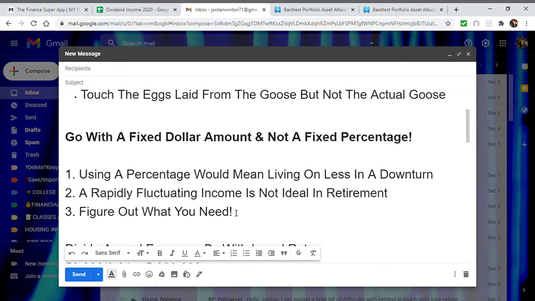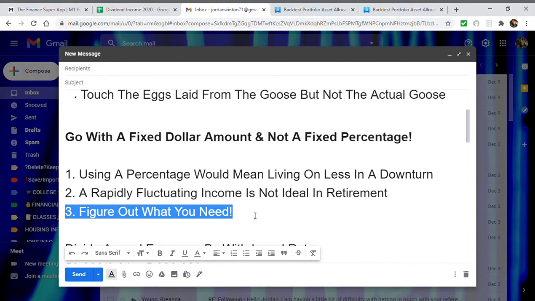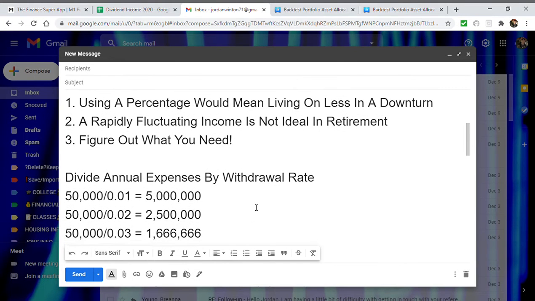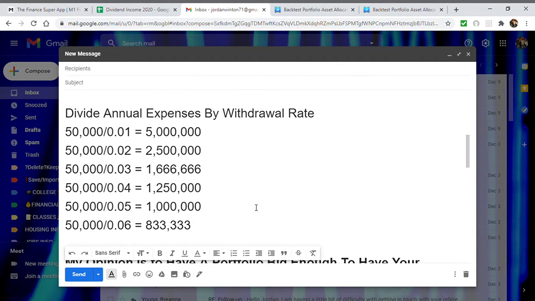So the third step is to figure out what exactly you need. So in your retirement, you need to figure out what you need to live on. So I'll just give an example real quick. I want to show an example of $50,000 a year. Now, some people can afford $50,000 a year. Some people afford on much less, myself included. And you can change the numbers according to how your annual expenses are.